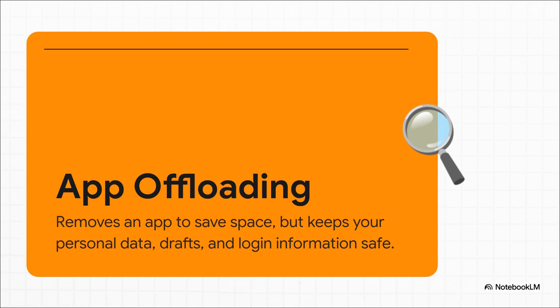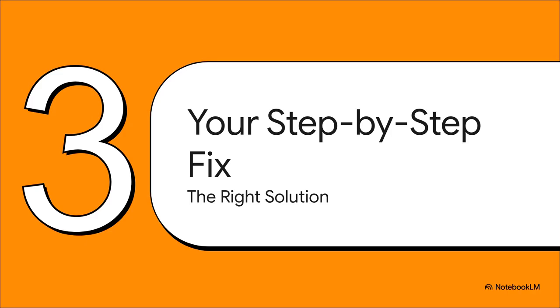Right, so if you saw that little cloud icon, you've met a feature called app offloading. It can be a little confusing, but it's actually a pretty smart iPhone feature. To save you storage space, your phone just removes apps you don't use very often. But, and this is the key part, it keeps all your personal data, your login info, even your drafts, totally safe, just waiting for you to come back. All right, diagnosis complete. You know what the problem is. Now, let's get to the fix. Here are the step-by-step instructions to get you back to scrolling in no time.